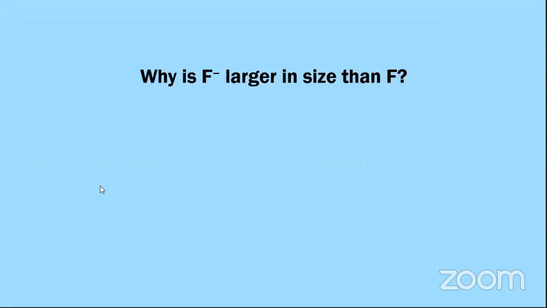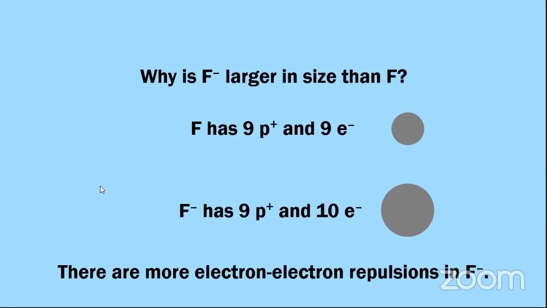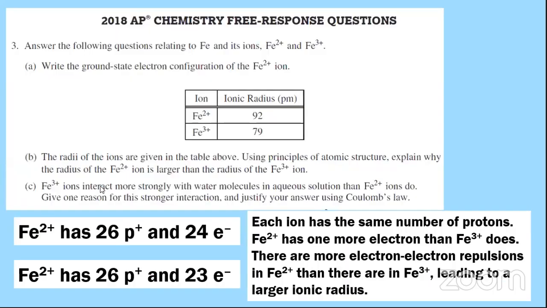All right, well, before we answer this question, let me remind you of an example from another part of the periodic table. So why is fluorine -1 larger in size than the fluorine atom? And the answer is because fluorine, the -1 ion, the fluoride ion, has one more electron. So it's not about protons, it's about more electrons. So why is it larger? It's because of electron-electron repulsions. So therefore, that is what we're going for in this question.